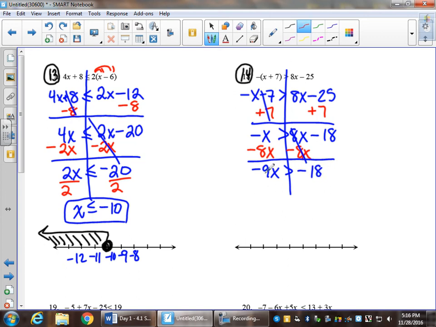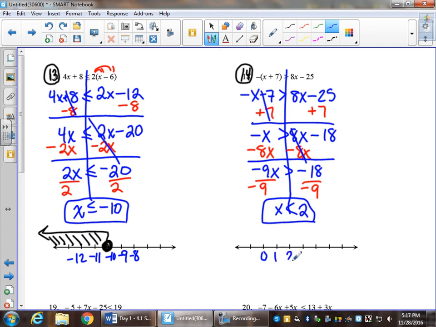To finish this up, I'll divide both sides by -9. I get x less than 2. The inequality sign flipped because we divided by a negative. Notice how careful I was to keep track of the inequality sign from step to step. It really helps to not drop it by accident.